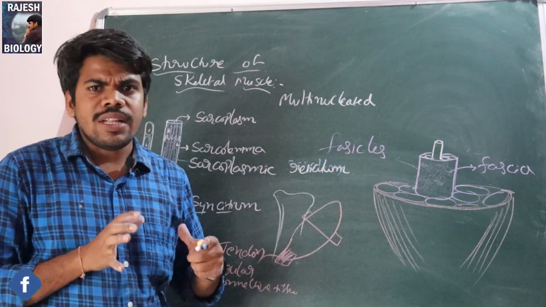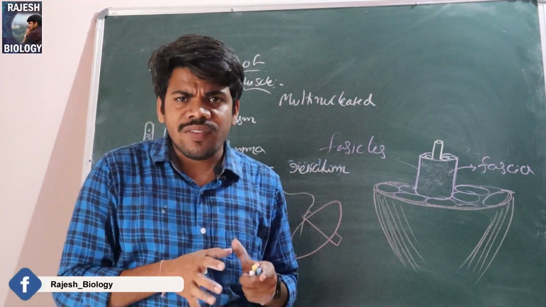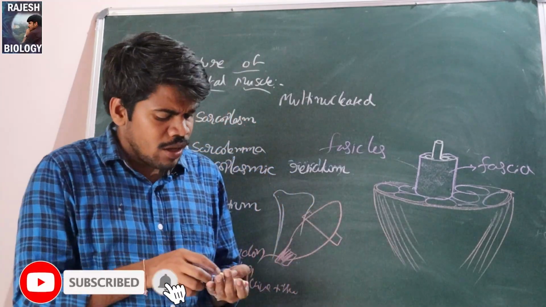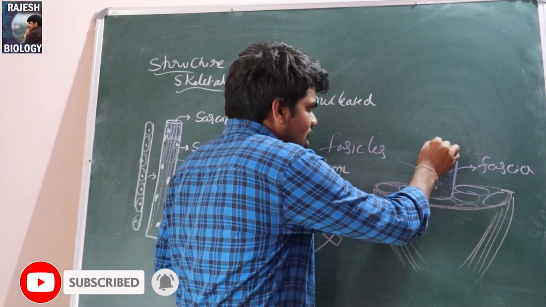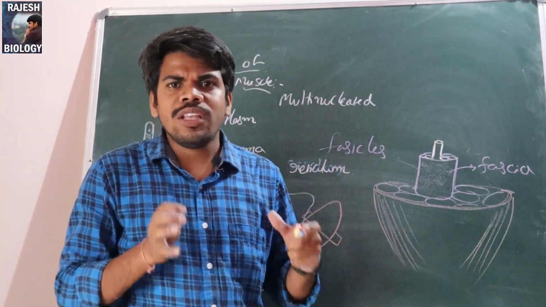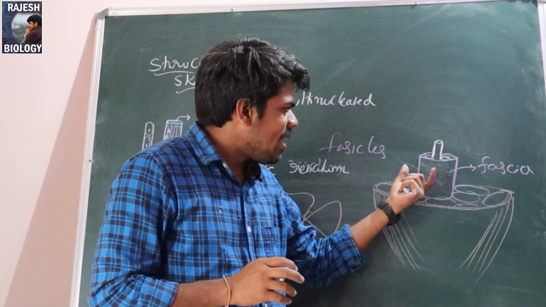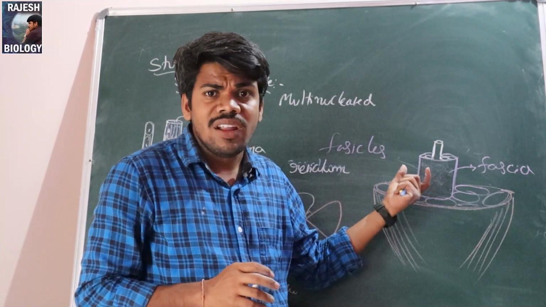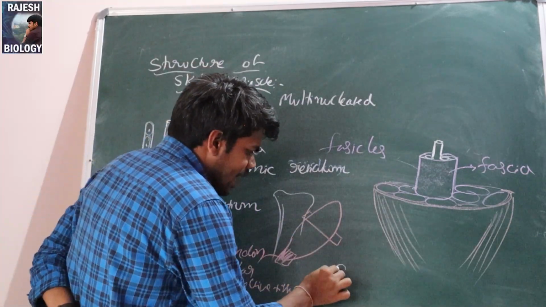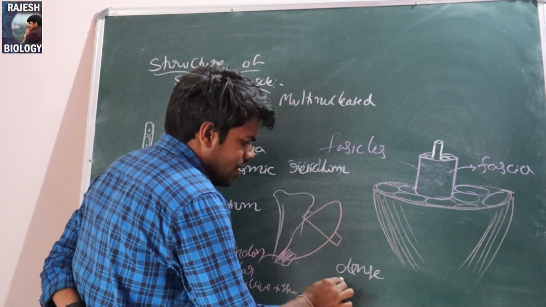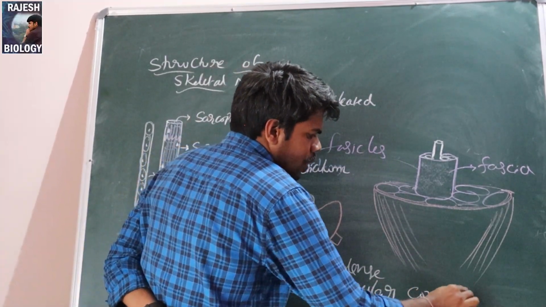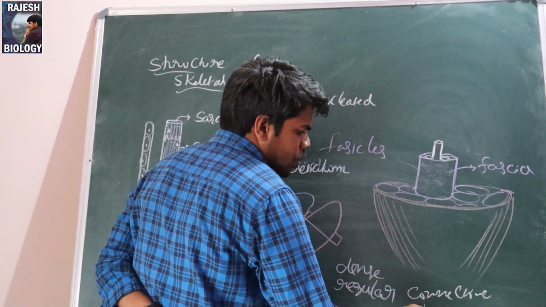Okay, so this is the fascicle. Within that fascicle, so many muscle fibers are there, and all these muscle fibers are lined by one sarcolemma. And all these muscle fibers are covered by a purple-colored paper, that is called fascia. This fascia is actually a dense, regular, connective tissue sheath.